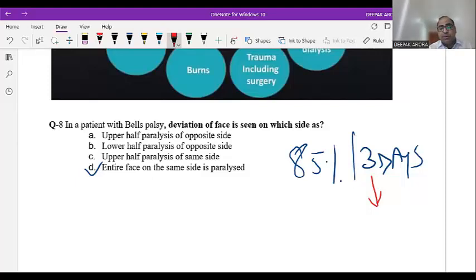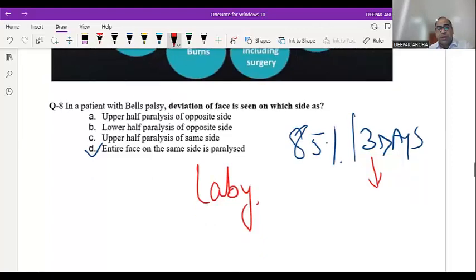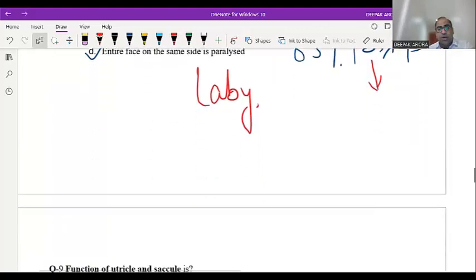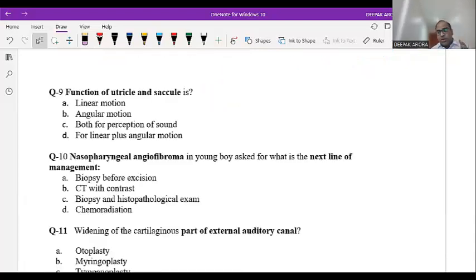Understandable. Which part of the facial nerve is involved? Always remember, it is the labyrinthine part which is commonly involved. Clear? Coming on the next one, one of the easiest MCQ. All these are the important topics for your upcoming examination, so please go through these topics nicely.